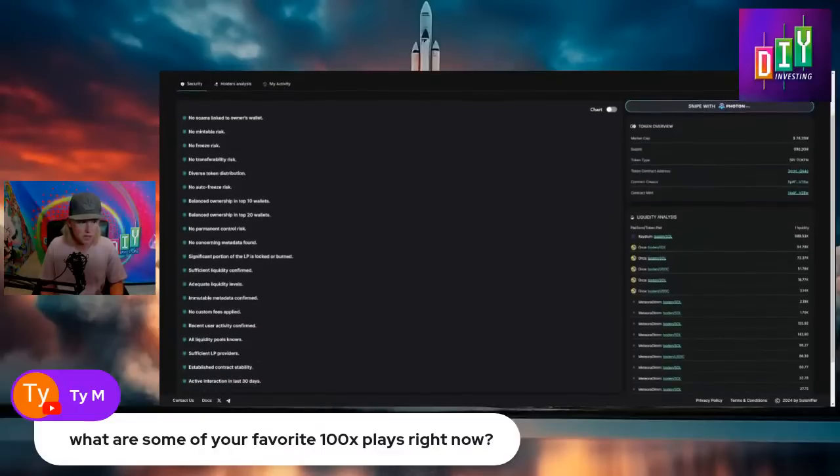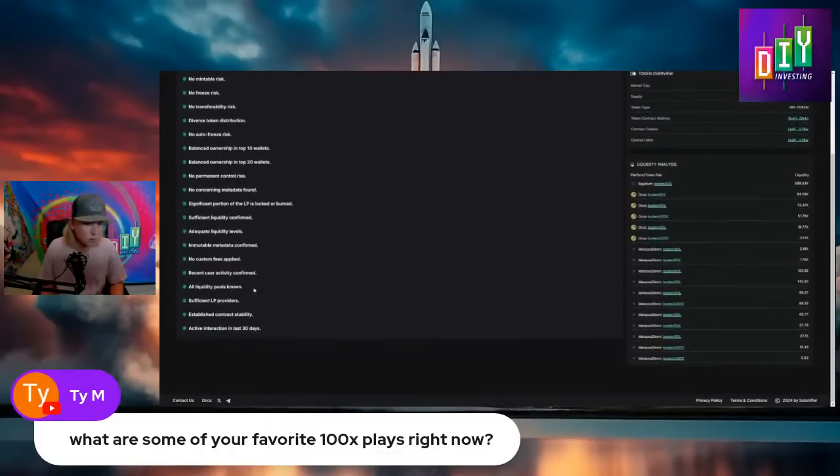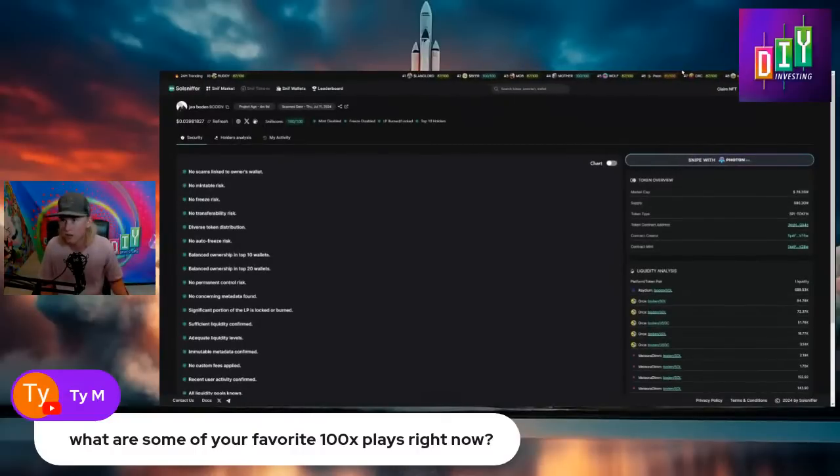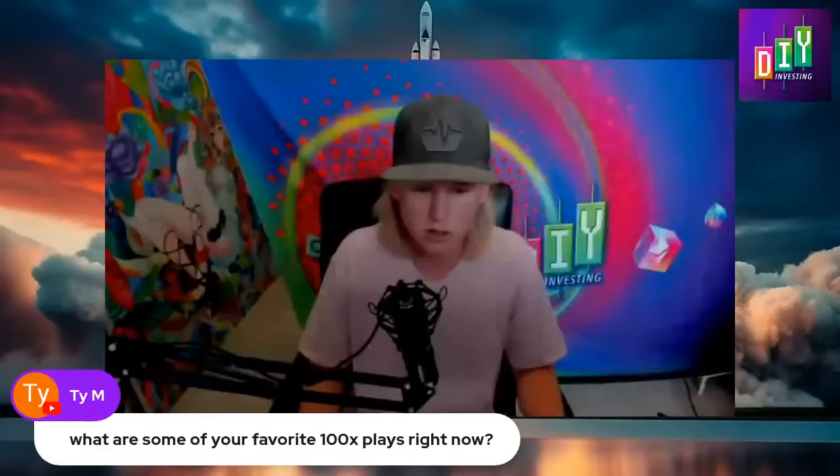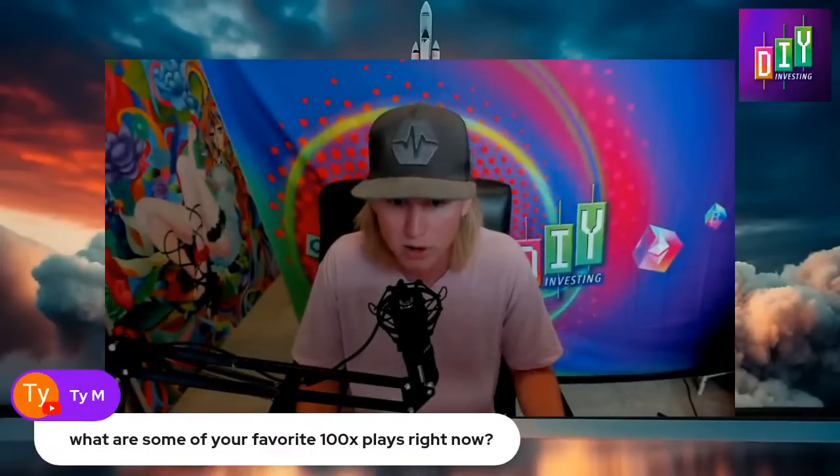But then all of these, it's got a lot of liquidity providers. All the liquidity pools are known. There's not a huge amount consolidated in one specific person. All of those are what you want to be looking for with meme coins. So this is just an example, or a website you can use to go through and look at some of these a little bit, get a deeper understanding.